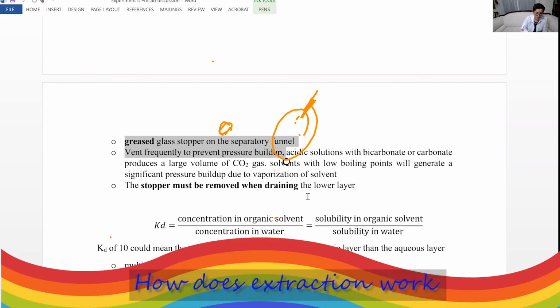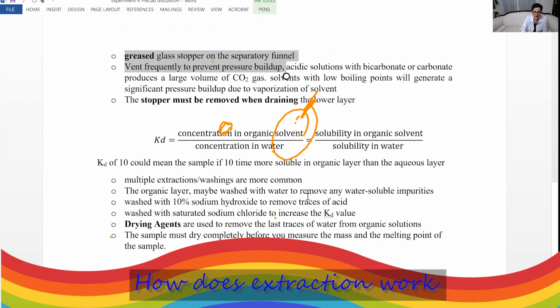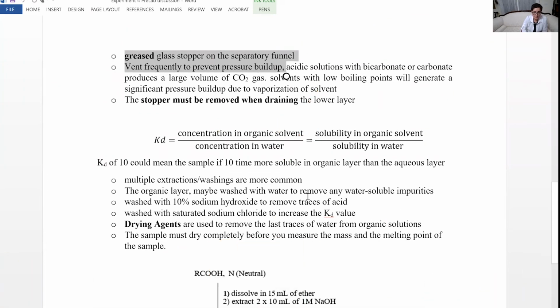How does extraction work? Extraction works because your compound is more soluble in one solvent compared to the other. Like if you have a mixture of an acid and a neutral compound, after you mix with sodium hydroxide, the acid is going to be soluble in the aqueous solution, but the organic compound would be soluble in the organic solvent.